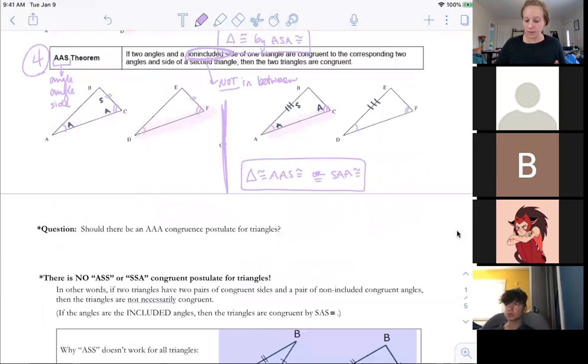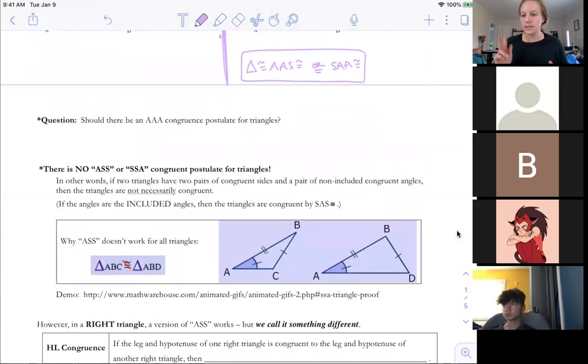All right, let's jump to the back. I'm gonna go over 2 examples that don't work, 1 more that does, and then we're gonna get to the pictures that look like your homework. So this question says, should there be an AAA congruent postulate for triangles?